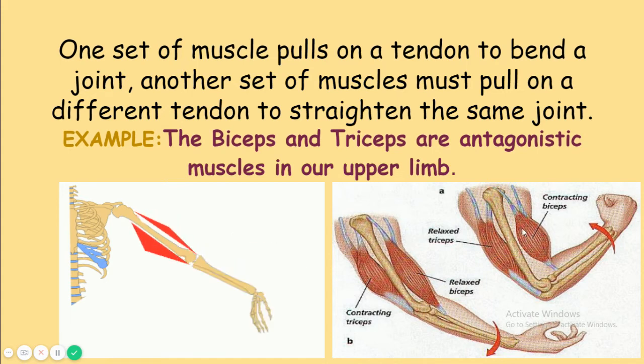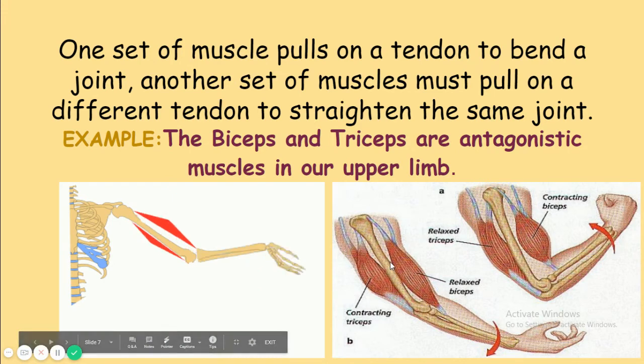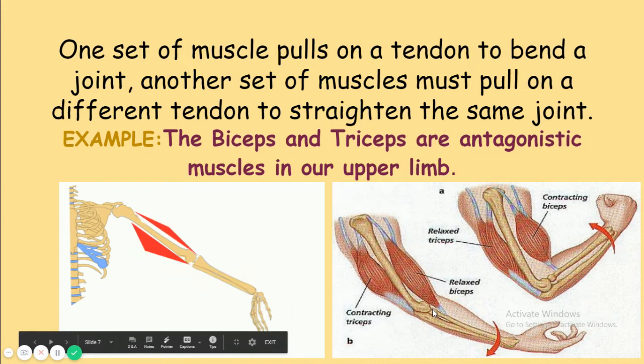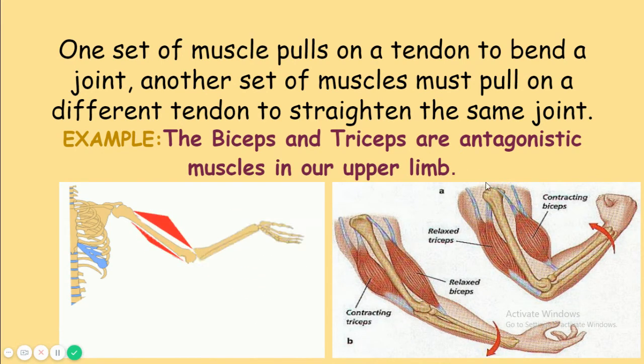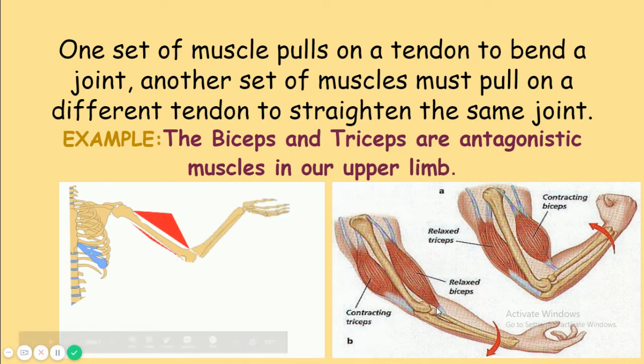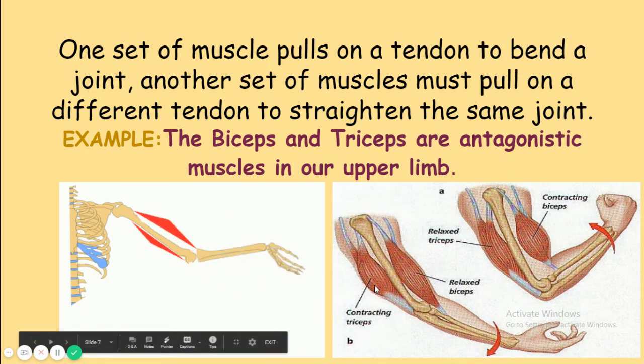Okay, when the bicep contracts, it bends the elbow joint, and when the bicep is contracting, the tricep is relaxed. In the second diagram, when the tricep is contracting, the bicep is relaxed, and the contraction of the tricep does not bend the joint, it straightens the joint. You can see the bending of the joint is due to the contraction of the bicep muscle, and the straightening of the joint is due to the contraction of the tricep muscle.